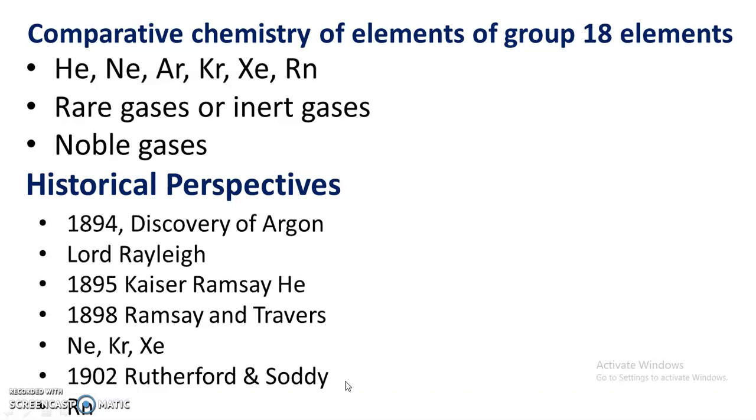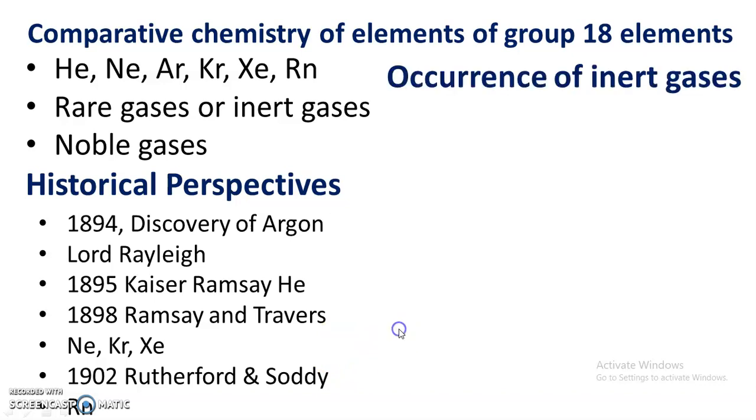In the year 1904 Lord Rayleigh was awarded the Nobel Prize in Physics for the investigation of gas densities and discovery of argon. Ramsay was awarded the Nobel Prize in Chemistry for the discovery of inert gas elements in air and their place in the periodic table. So this is about the historical perspectives of noble gases.